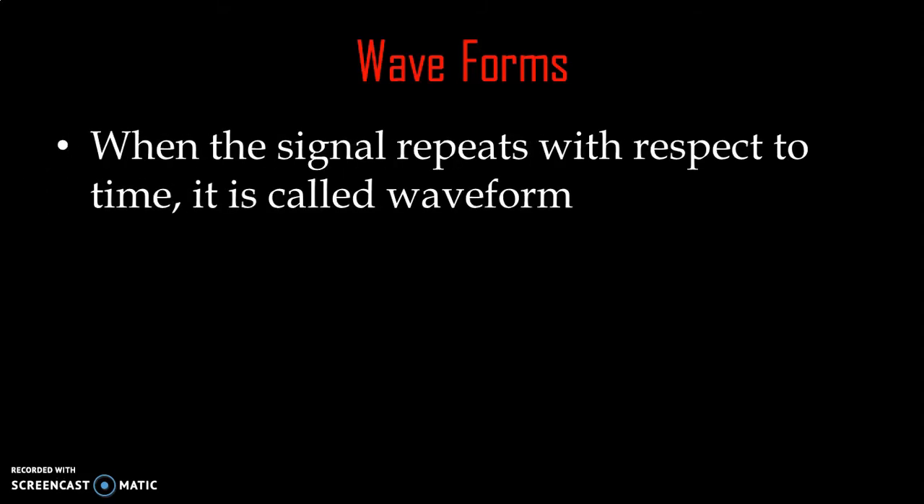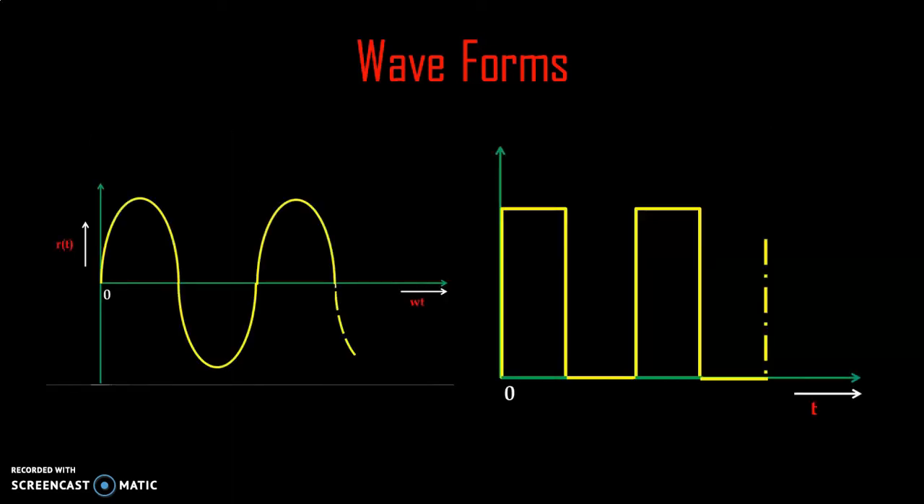When the signal repeats with respect to time, it is called waveform. They are a recurrent type because they are repeating with the time. For example, we have sine wave and square wave. They are time dependent and recurrent.